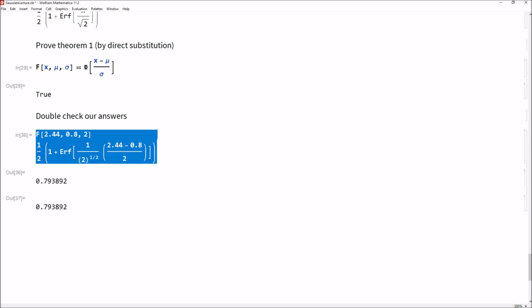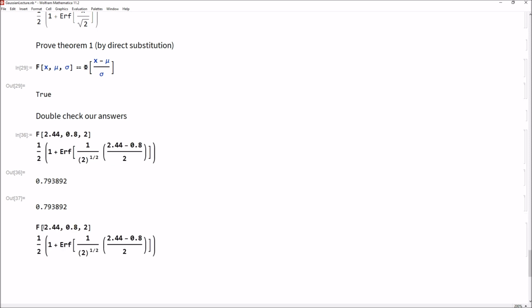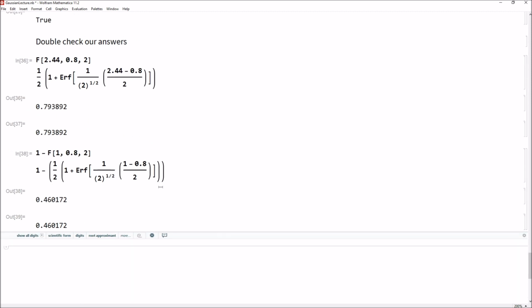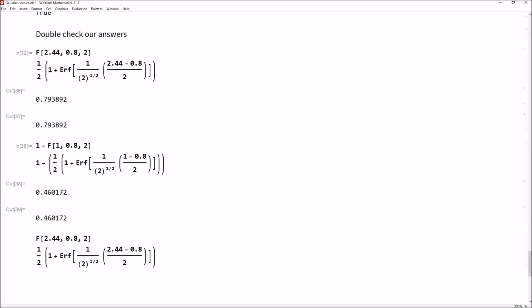And then why don't we go ahead and check part 2? I think we said that I wanted the probability the sample was above 1, which was the same as 1 minus the sample being below 1. And then we said that all I need to do is put 1 minus this entire thing, and again, change the value from 2.44 to 1. And I think we should both get, yeah, here we go, 46%. Perfect. And then the last one, I think, is we were interested in the probability that the sample fell between 1.8 and 1.